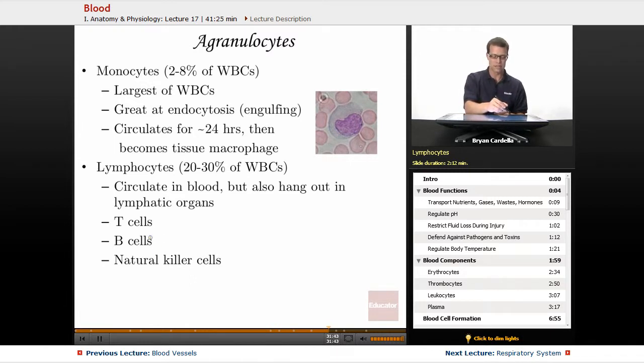B cells are a little bit different. They have to do with the manufacturing of antibodies based on things that you're exposed to, based on certain viruses, certain bacteria that you're exposed to. And I remember that because antibody, B cell antibody.